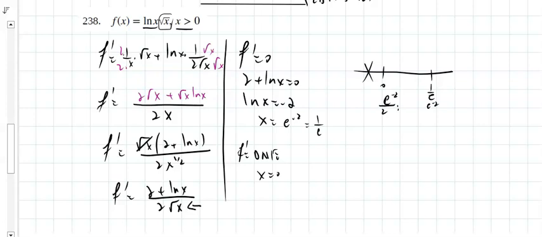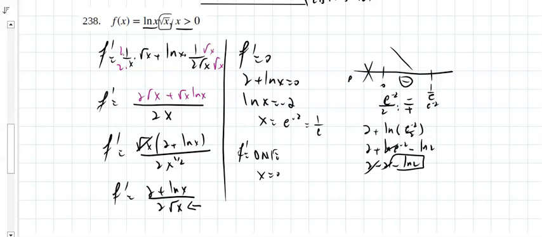If I plug that in there, the denominator is positive. For the top, 2 plus natural log of e to the -2 divided by 2 would be 2 plus natural log of e to the -2 minus natural log of 2. These undo each other, and you're left with negative natural log of 2, which is negative. Negative over a positive is a negative. Function is decreasing.